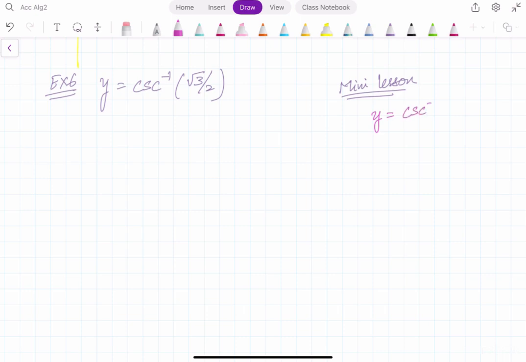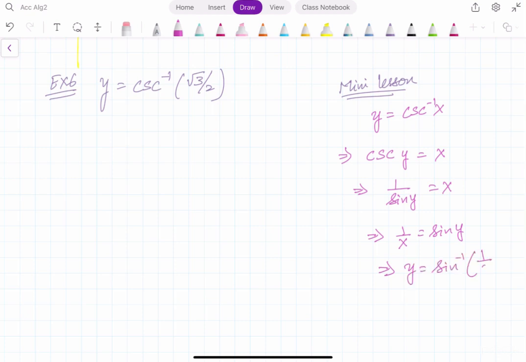So, mini lesson: how to derive the angle, how to convert it into a sine function. Can I rewrite y is equal to cosecant inverse x as cosecant y is equal to x? Now cosecant y can be written as 1 over sine y is equal to x. Let's do some cross multiplication. So 1 over x is equal to sine y. Can I take the inverse now? Can I say y is equal to sine inverse of 1 over x? Aha, this is what we need.